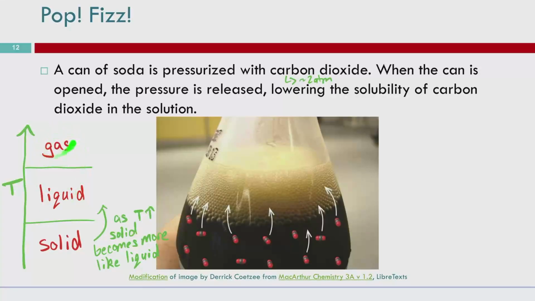How would we make a gas more like a liquid with temperature? Are we going to increase temperature or decrease temperature? Decrease temperature. So if we decrease the temperature of a gas, the gas becomes more like a liquid, and so its solubility increases.